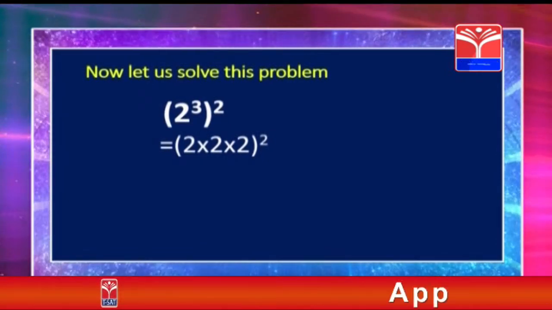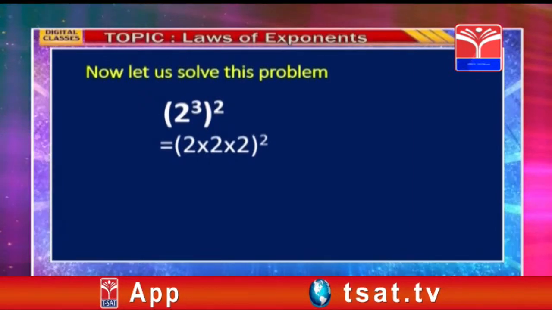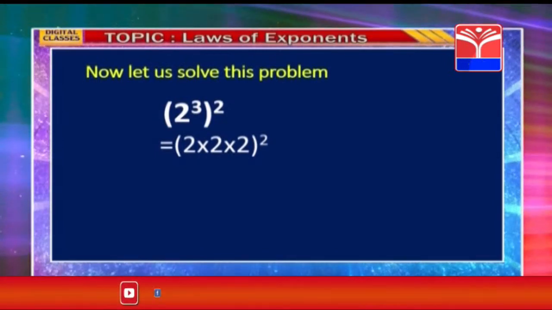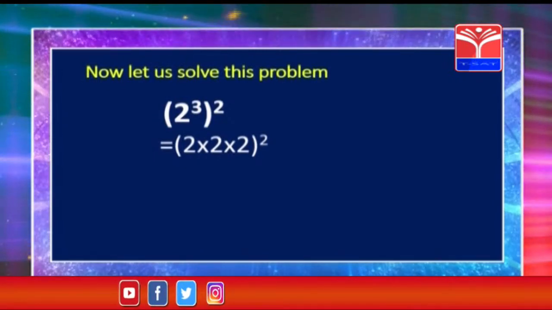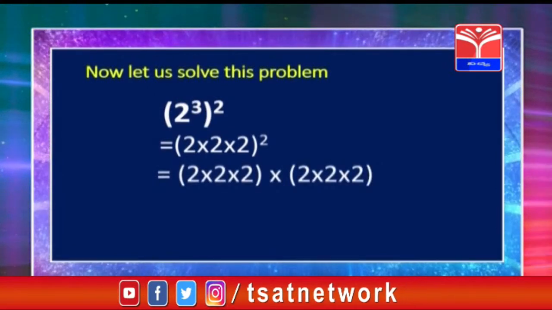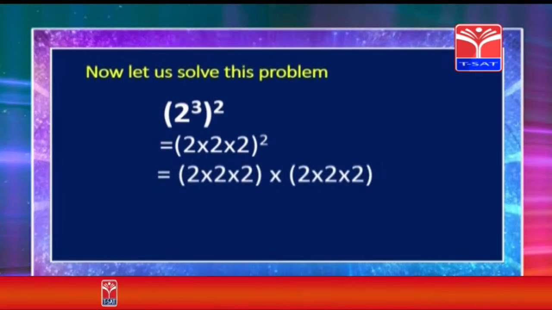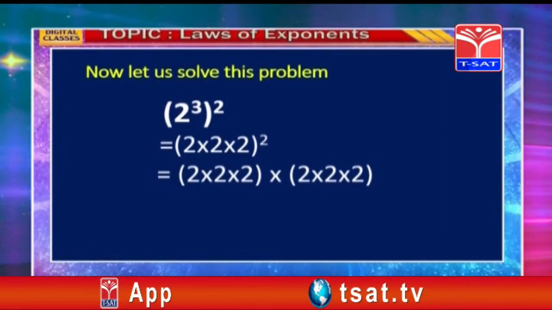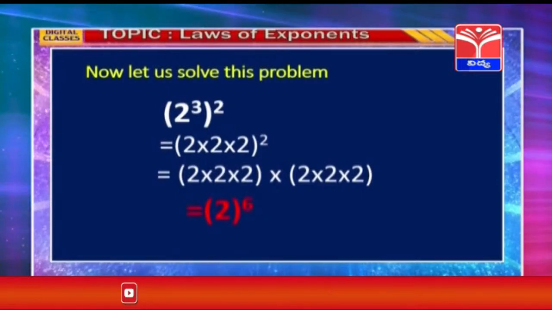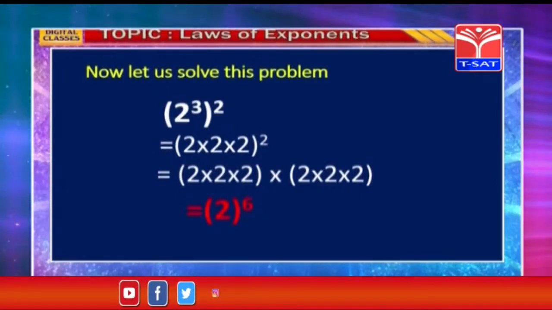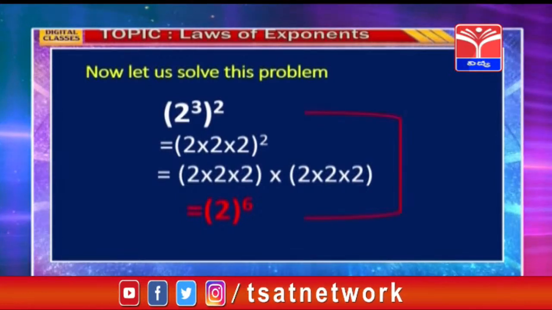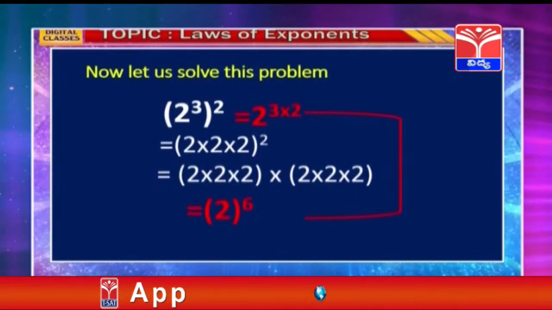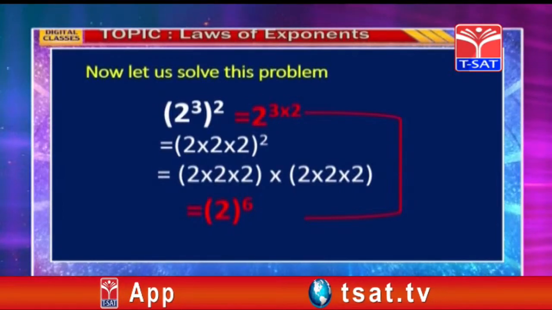Now we'll write like this first of all. And observe here, bracket is there. The bracket should multiply how many times? 2 times. Like this. That is, the bracket which contains 2 into 2 into 2 should repeat 2 times. Now, how many 2's are there? There are 6 2's. So the answer is 2 to the power of 6. So here 2 to the power of 6 means 3 is multiplied with 2. Then only you will get 2 to the power of 6.